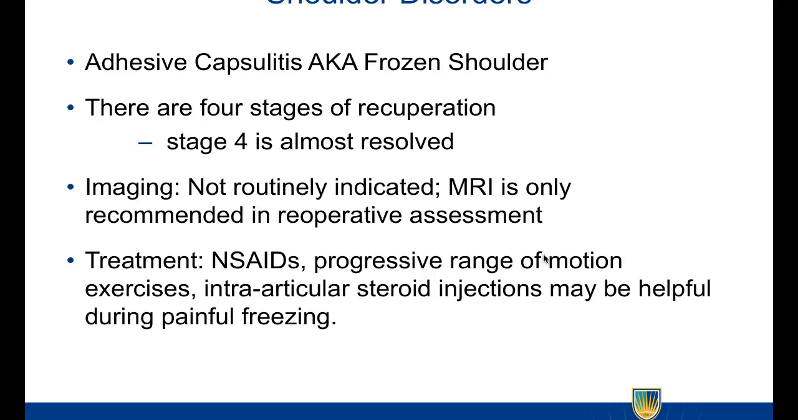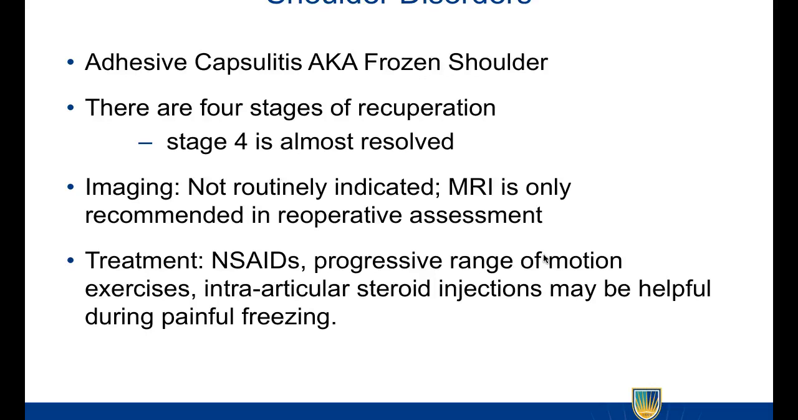Another shoulder disorder is adhesive capsulitis. It's also known as frozen shoulder. There are 4 stages of recuperation, which ranges from 1 month to 24 months. By the time it is at stage 4, it is almost resolved. Initially, it is a gradual onset of diffusely painful shoulder, which can be significantly restricted, then transitions to restricted passive and active motions in all planes.